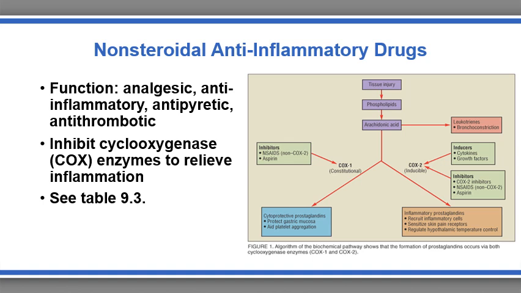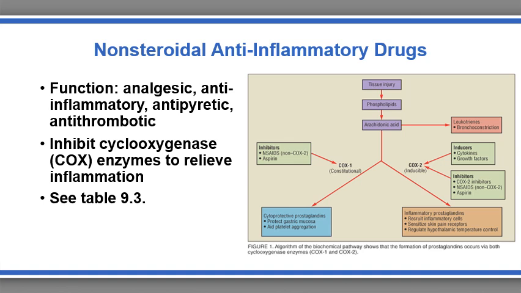So they have antithrombotic effects, particularly the traditional non-selective NSAIDs. We'll talk about the difference between the traditional non-selective NSAIDs versus, say, the cyclooxygenase 2 inhibitors, which are a little bit different. So the idea is they inhibit cyclooxygenase.